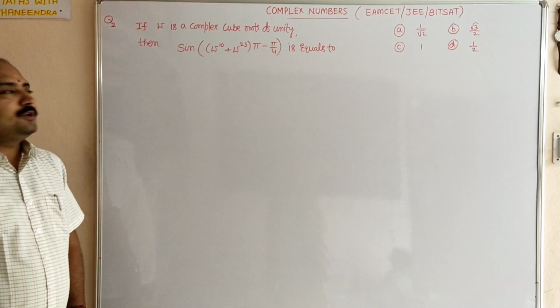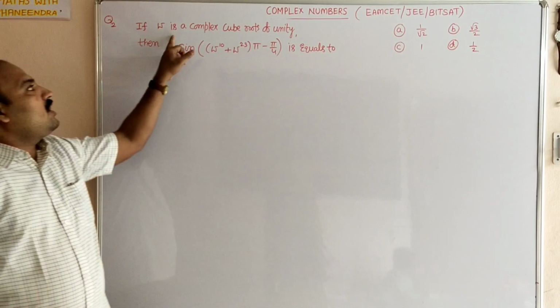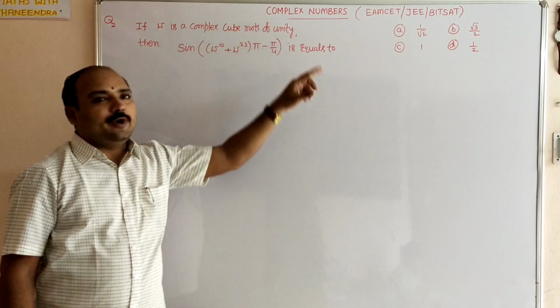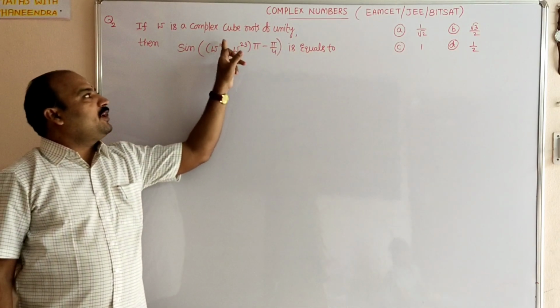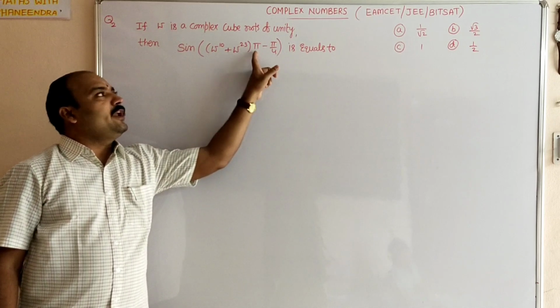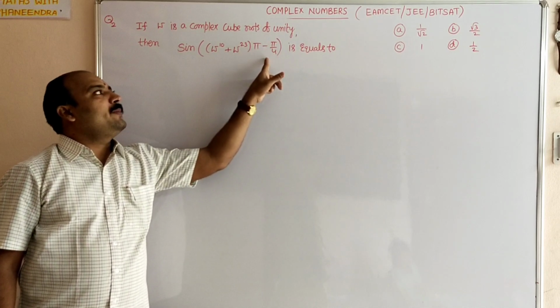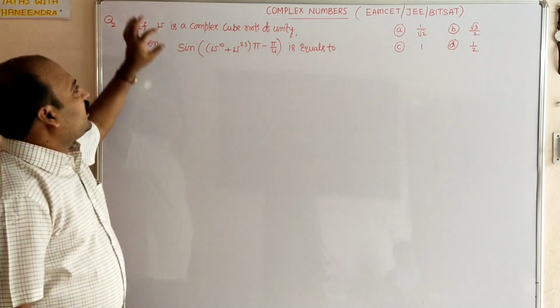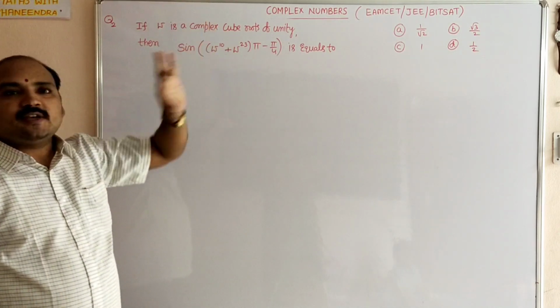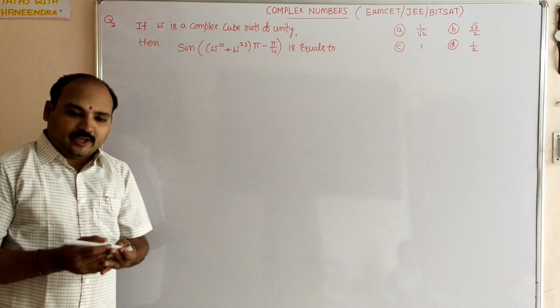The second question: if omega is a complex cube root of unity, then sine of (omega power 10 plus omega power 23) into pi minus pi by 4 is equal to what? First we have to get the information that omega is a complex cube root of unity.